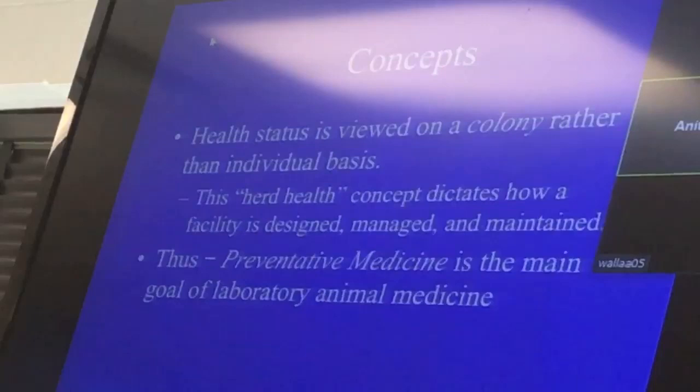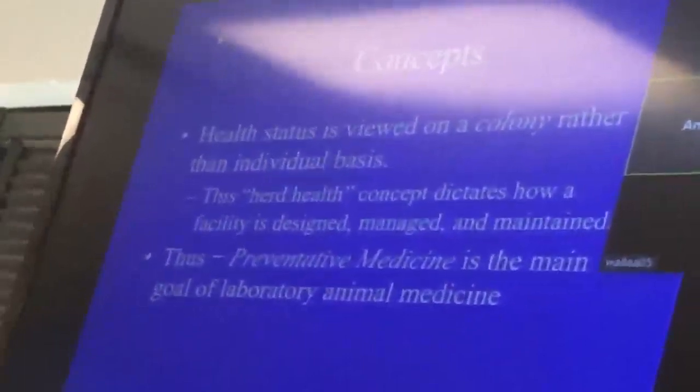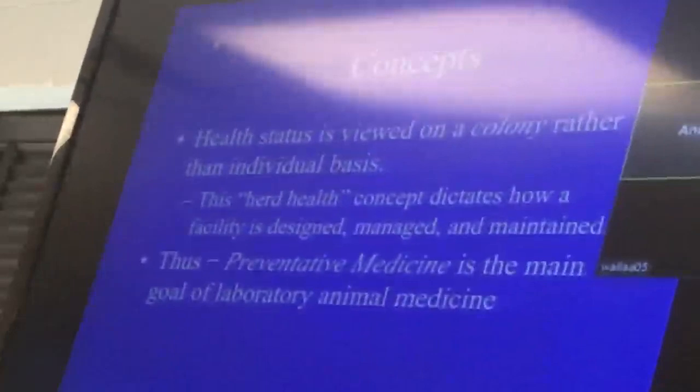So as I've said, health status is viewed on a colony rather than individual basis. So the herd health concept dictates how a facility is designed, managed, and maintained. And that ranges anywhere from mice all the way up to primates. We're always thinking about colony health.